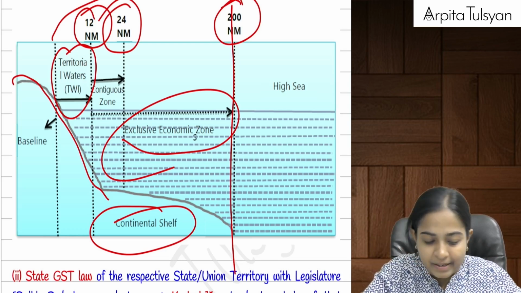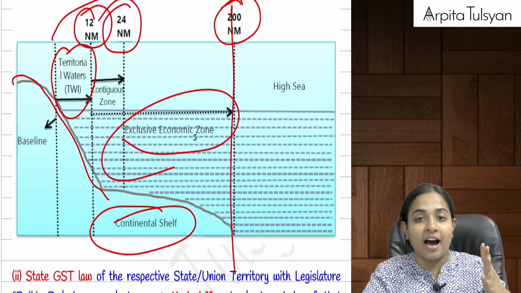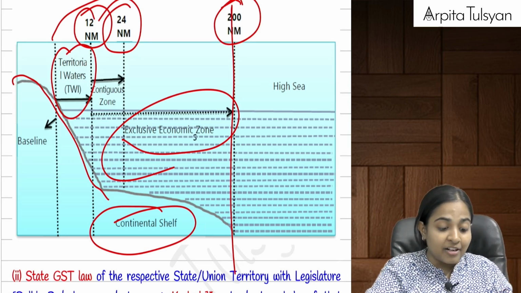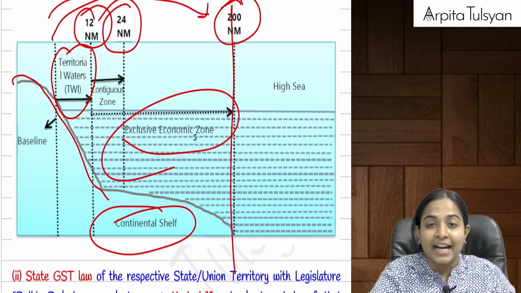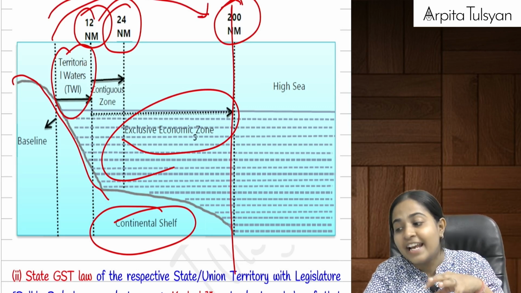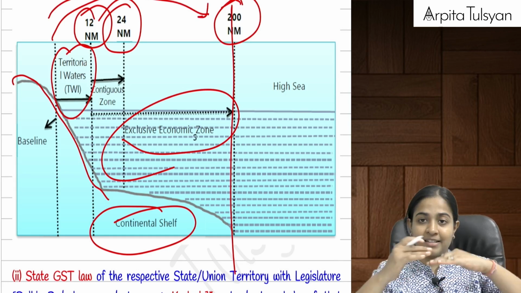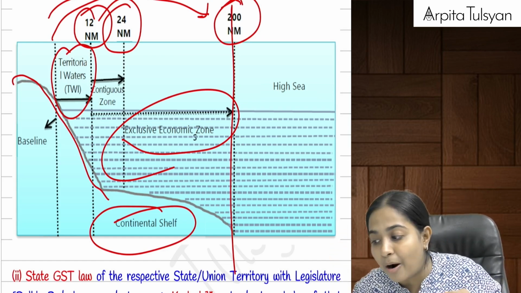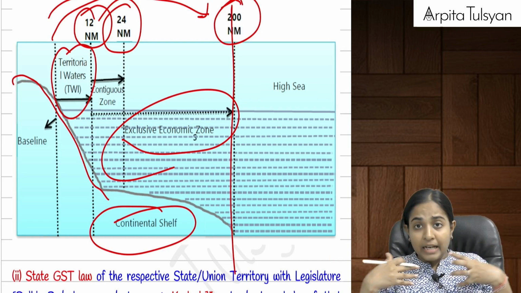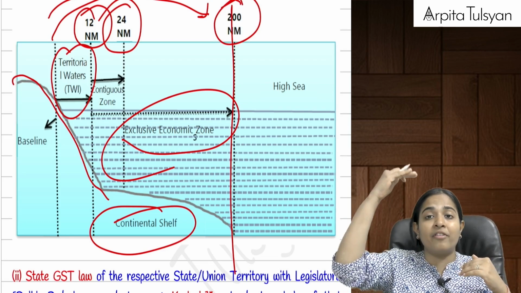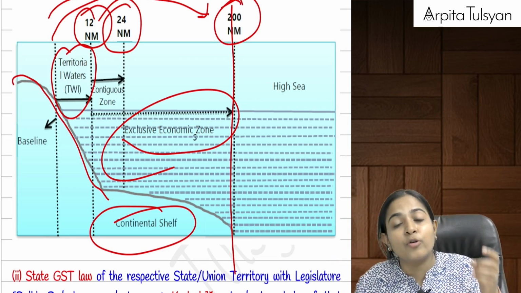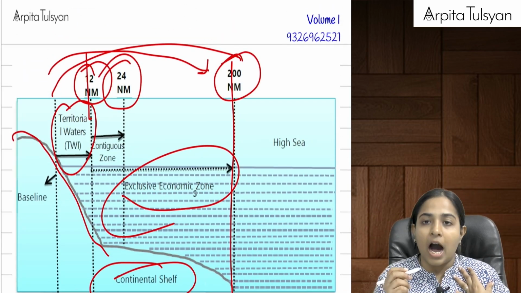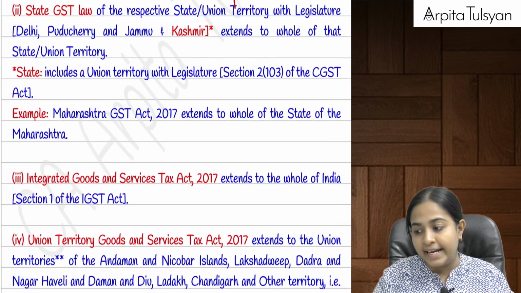Till there India is there. Till there it is our territorial waters and our exclusive economic zone. Whatever supply happens till here will be considered as if the supply is happening here in India only. Plus, water, the sea soil below it, land, and even the airspace above our territory and above our territorial waters will be considered as ours. This will be included in India.